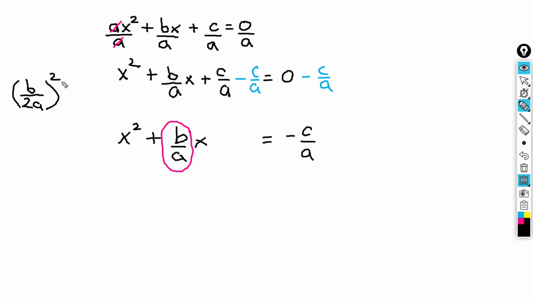And when we square that, we get b squared over 4a squared. We want to add that to both sides of the equation. So we're going to add plus b squared over 4a squared.